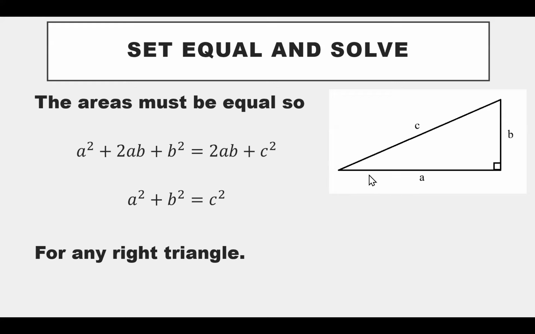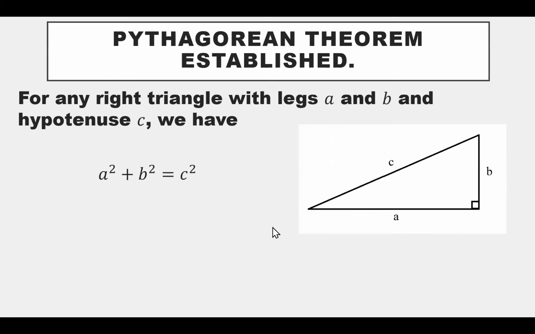And that could happen for any right triangle labeled in this way. So now we've established the Pythagorean theorem. For any right triangle with legs a and b and hypotenuse of c, we have a squared plus b squared is equal to c squared. And now we have shown how to establish the Pythagorean theorem.